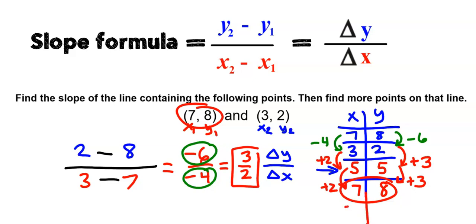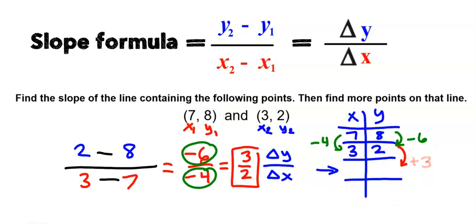We could also use the original pattern of negative 6 and 4. So instead of adding 3 here and adding 2 here, if I go back, I can undo this 3, 2 pattern and just continue doing minus 6 and minus 4. 2 minus 6 is negative 4, and 3 minus 4 is negative 1. And that's how you find more points on the line.